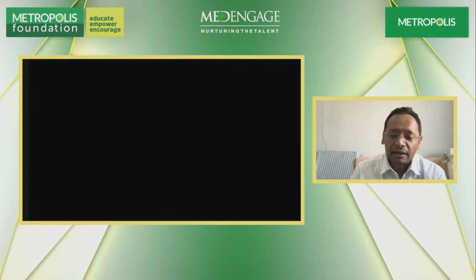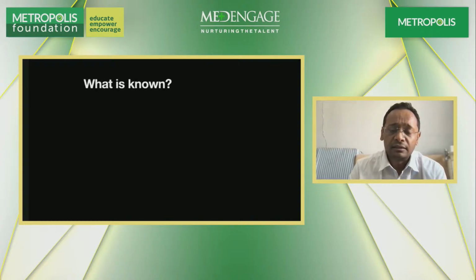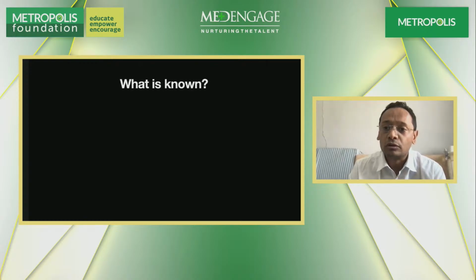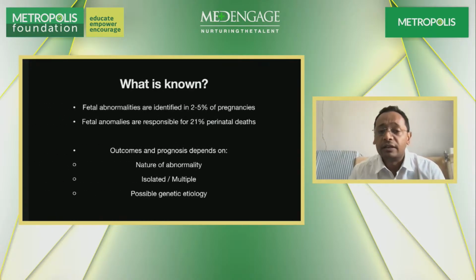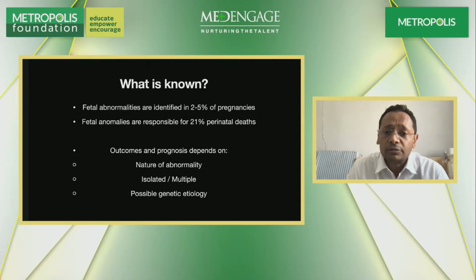So let's get back to the fetal medicine half of it. What is known by us, right? So fetal abnormalities are identified in 2 to 5% of pregnancies. Fetal anomalies are responsible for 21% of perinatal deaths. And the outcomes and prognosis depend on the nature of the abnormality. Are they isolated or multiple, or any possibility of a genetic etiology behind it?